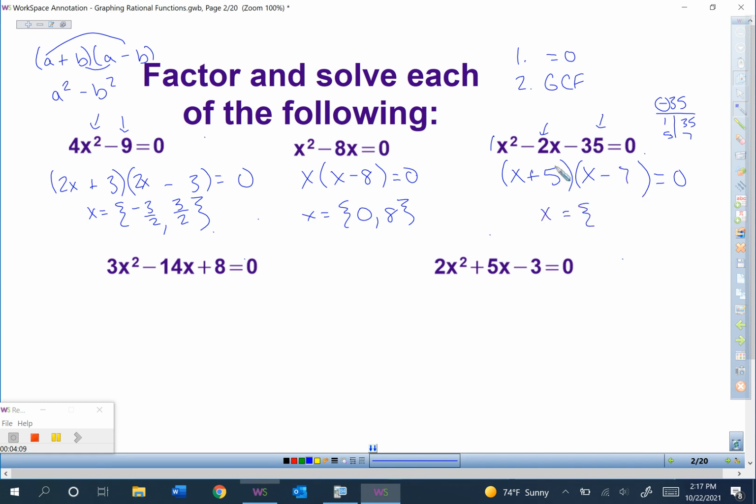You can always check yourself. I encourage you to just do that foiling back. X times x is x squared, that's good. Minus 7 plus 5, that's what we were just talking about. And positive 5 times a negative 7 is negative 35.